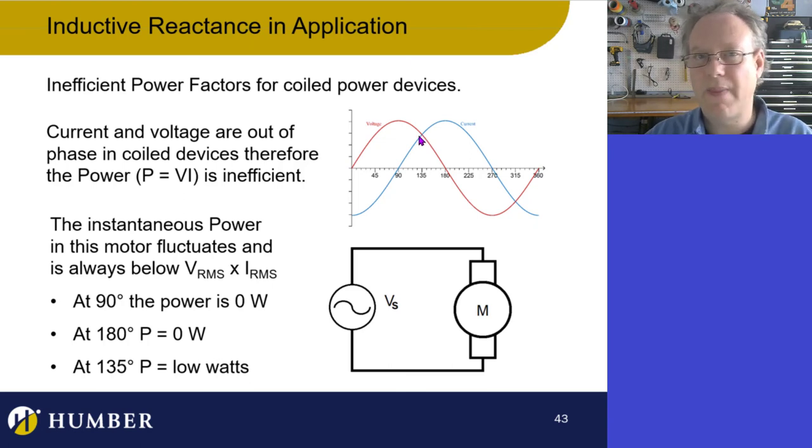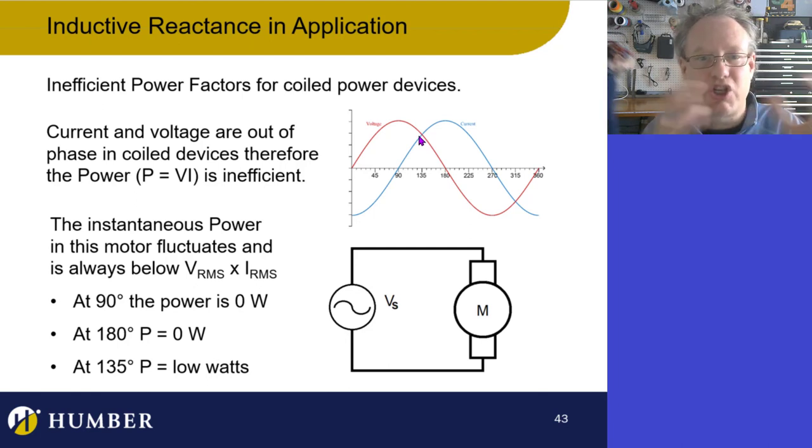And there are ways to get around that, and the way we get around that is pretty cool. We throw a capacitor in the circuit. That helps to shift these things and put them back in phase again. Essentially, then we're doing an RLC circuit.